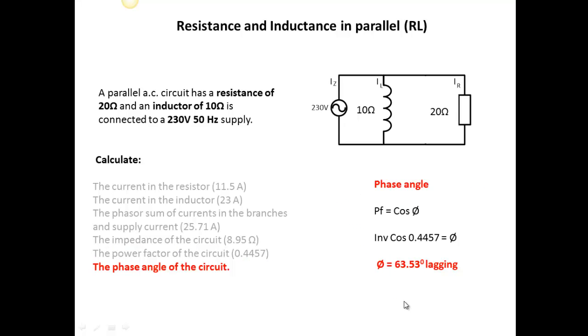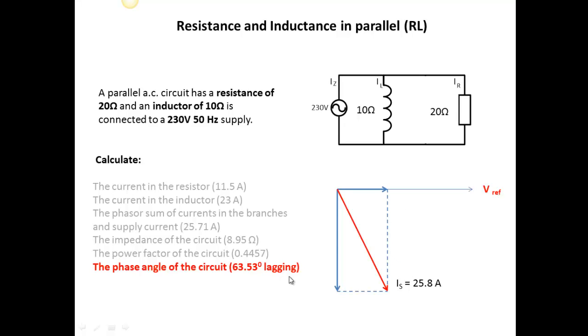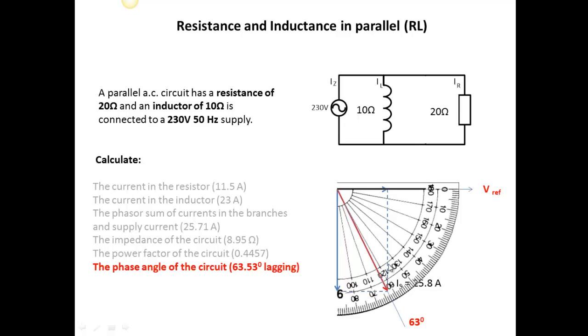And the phase angle, as we know, is the inverse cosine of that ratio there. And that gives me 63.53. It's lagging because it's behind this voltage reference. Anything down here is lagging the reference. And we can extend that a little bit there just to check with the protractor. And we can read that off there just as about 63 degrees there, which is close to our calculated.